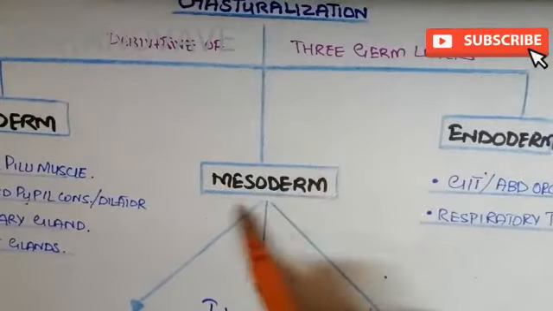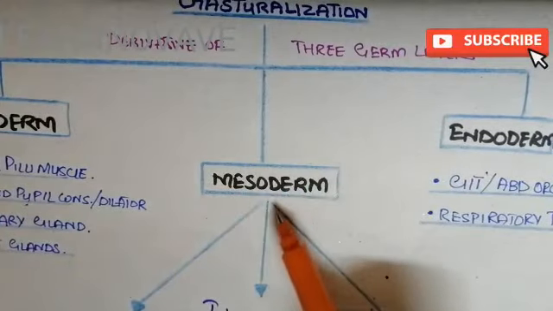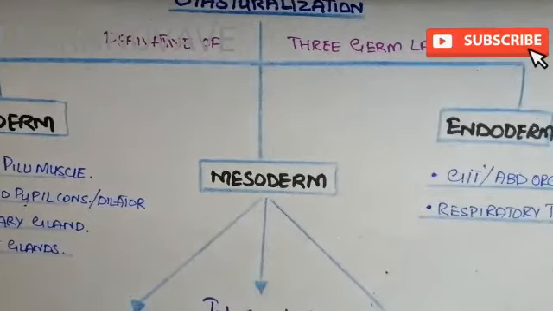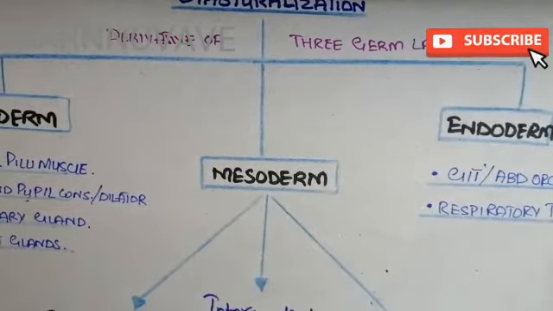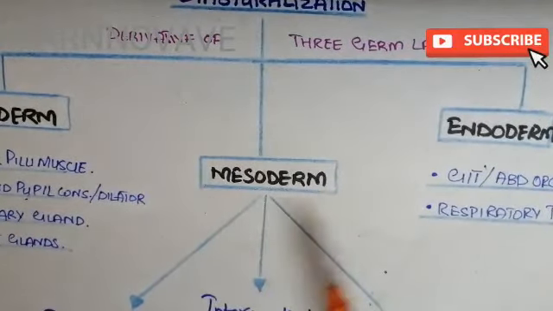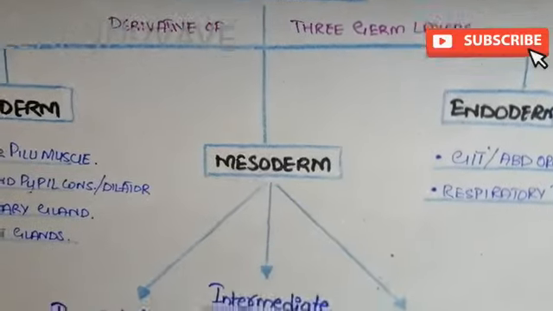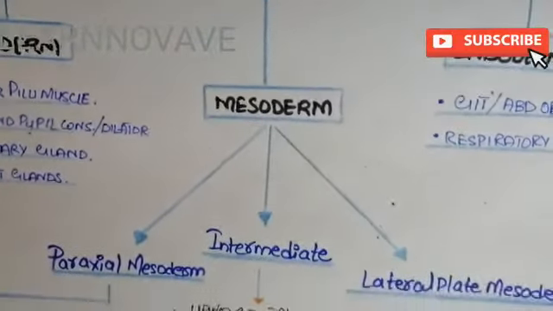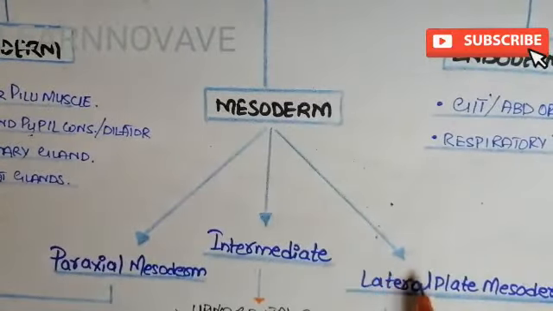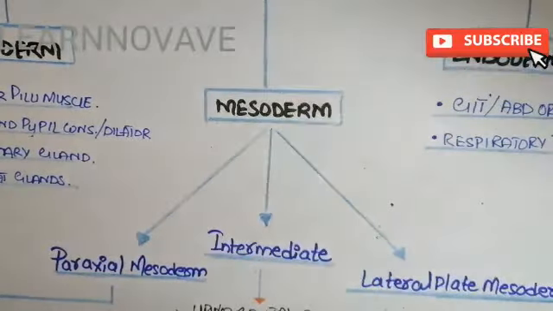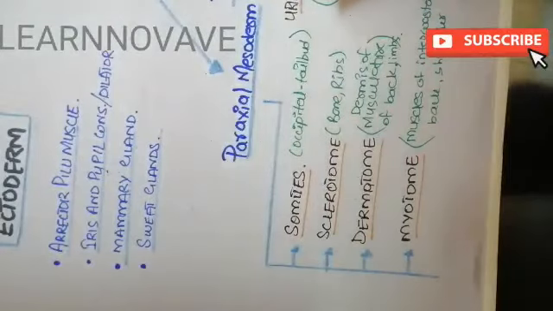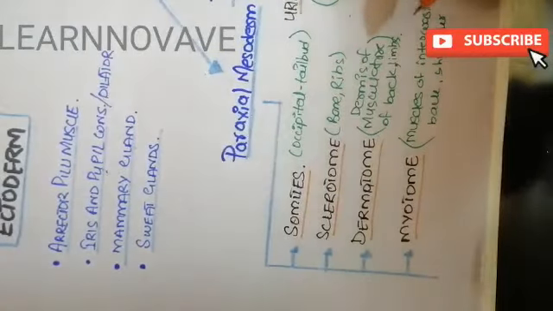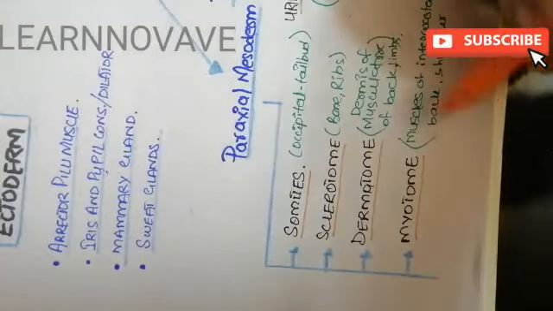Now coming to the mesoderm. The mesoderm is the major germ layer which is going to form most of the body of the embryo. This mesoderm is again divided into three parts that we call the paraxial mesoderm, the intermediate mesoderm and the lateral plate mesoderm. Coming to the paraxial mesoderm, it will form four of the major structures: the sclerotome, the dermatome, the myotome and the somite.